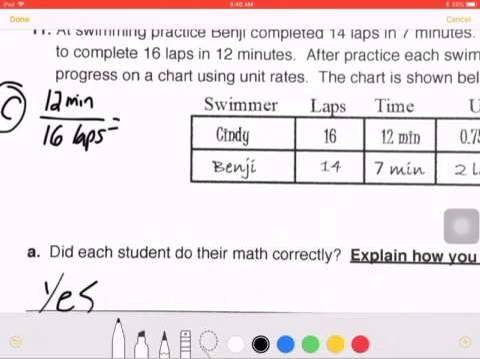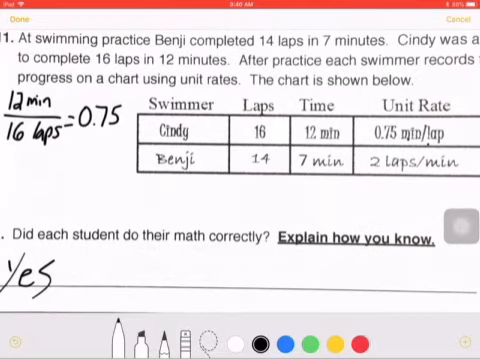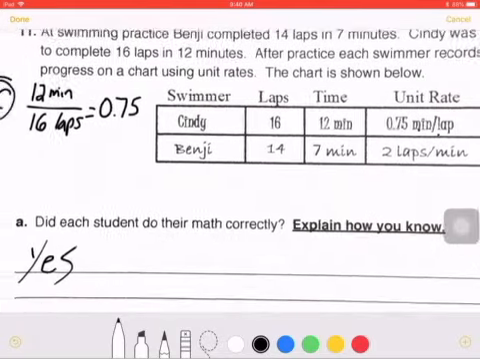When I do that in my calculator, I get 0.75. And if you look at her label, it's minutes per lap because she divided minutes by laps. So her work is right.